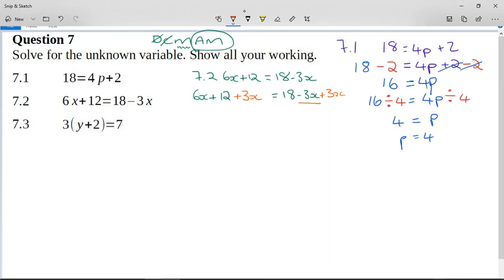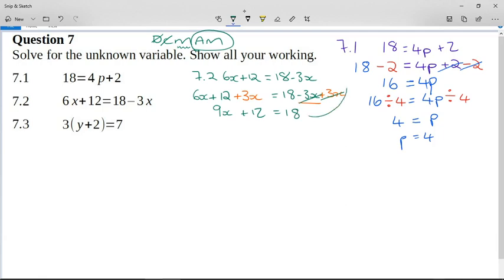And what I do to the right, I do to the left, okay? So now I've got 6x plus 12 plus 3x. Well, the 6x and the 3x belong together. They are like terms. 6 eggs plus 3 eggs is 9 eggs. Plus 12 equals, and then 18 minus 3x plus 3x, they cancel each other. That equals 18.